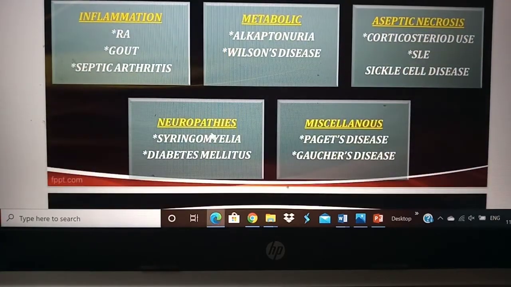Then neuropathies, when there is a nervous system disorder, such as diabetes mellitus and syringomyelia. These are the neuropathic causes of osteoarthritis. Then Paget's disease and Gaucher's disease are the other causes of secondary osteoarthritis. So these are all the secondary causes.